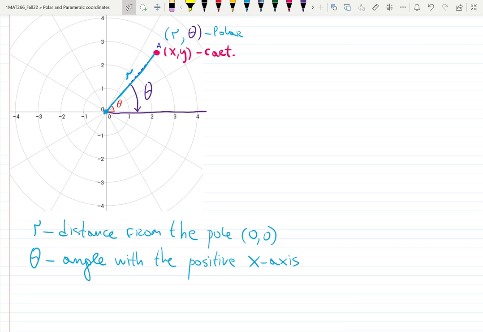X, y define a unique point. R, theta define a unique point: how far I am away from the pole and what angle I have with the positive horizontal, for example. So if you're hiking somewhere and you got lost in the woods, you have a radio, you call the station to go find you. They will ask you where you are. One way of saying where you are: I am this many miles to the east and this many to the north. That will be x and y.